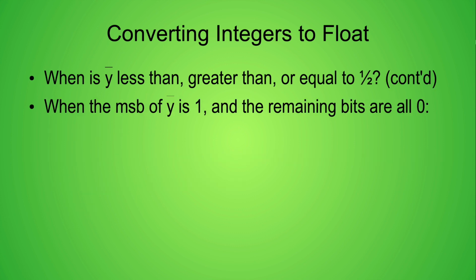Now consider the case when the most significant bit of Y bar is 1 and all of the remaining bits are 0. Then Y bar equals 0.1 followed by 7 zeros. That is, Y bar equals 1/2.